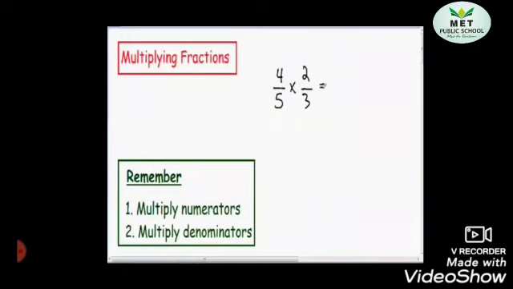So let us multiply the numerators now. 4 2s are 8. So 4 into 2 is 8. Divided by the denominator, you are multiplying separately now: 5 into 3. So 5 3s are 15. So your answer will be 8 divided by 15. Isn't it very simple? In multiplication, you directly multiply the numerators and denominators.